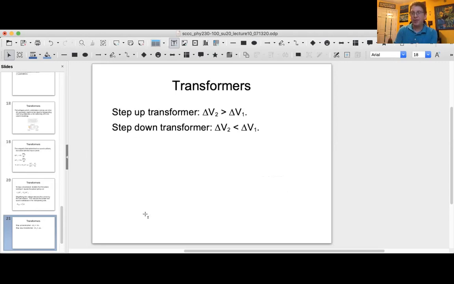So a step-up transformer means you're increasing the voltage. You're decreasing the current in a step-up transformer. A step-down transformer means you're decreasing the voltage. So delta V2 is less than delta V1.